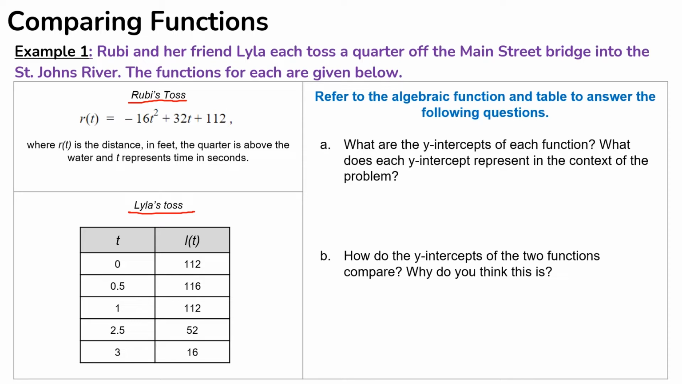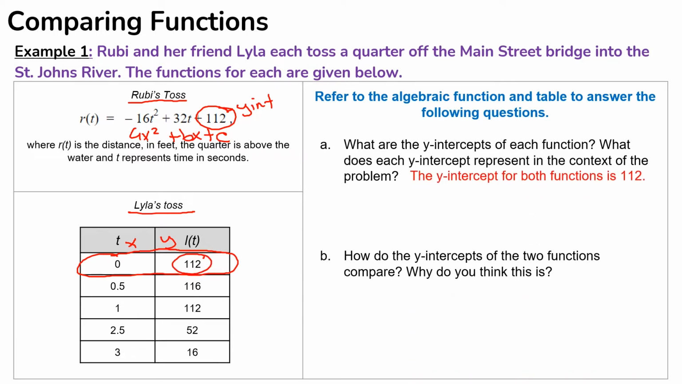Question A says, what are the y-intercepts of each function? Since Ruby's toss is in standard form, ax squared plus bx plus c, c would be the y-intercept, which is the initial value. And Lila's toss is right here, and the y-intercept here is 112 because where your input is 0, your output is 112. So basically where x is 0, whatever your value for y would be your y-intercept. So the y-intercept for both is 112.